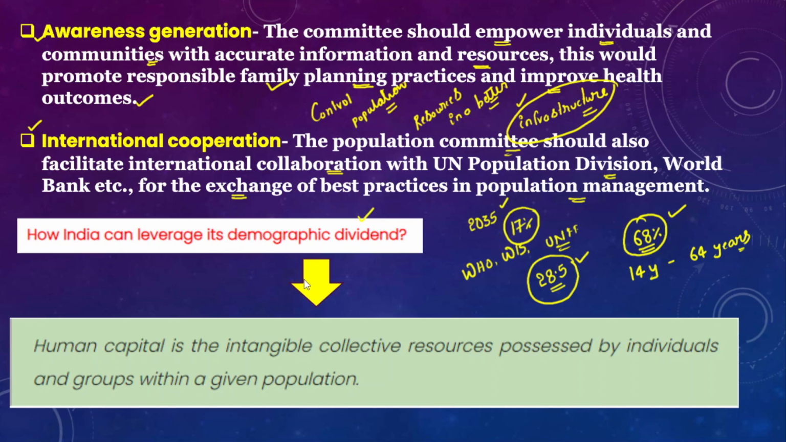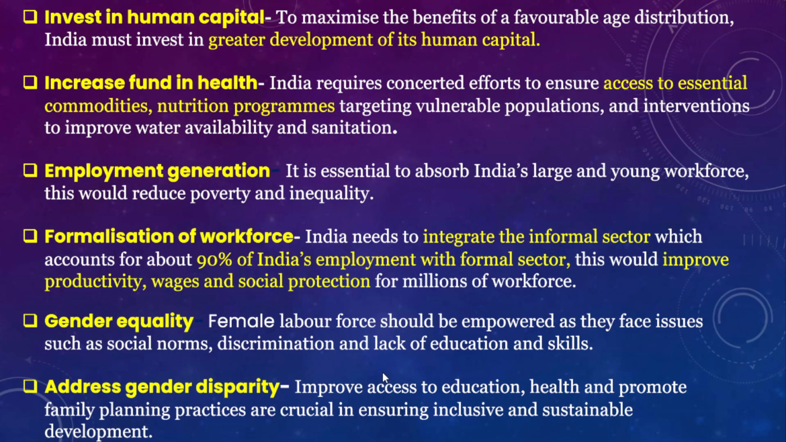Now in this context, we have to understand what human capital is. Human capital is fundamental to the demographic dividend. Now what is human capital? Human capital is the intangible collective resources possessed by individuals and groups within a given population group. After that, we need to talk about the ways through which we can better utilize our existing demographic dividend. So how can we use the existing demographic dividend in a better possible manner?